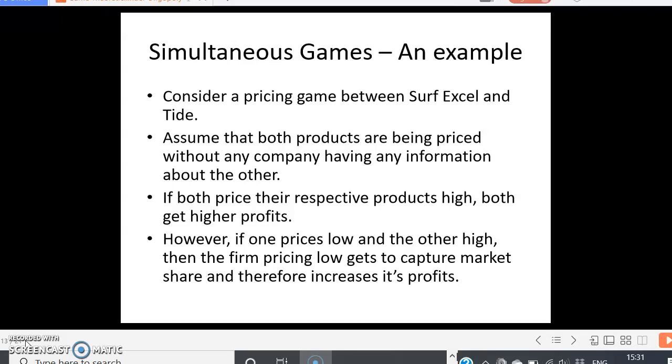If both of them end up pricing their products very high, both are going to get higher profits because these two are the only firms in the market, or a major market share belongs to these two firms. However, if one price is low and the other high, then the firm pricing low captures a substantial portion of the market share and therefore increases its profit. Now, this is where game theory becomes very, very important because the other firm has to factor in the action of the other firm and accordingly react.